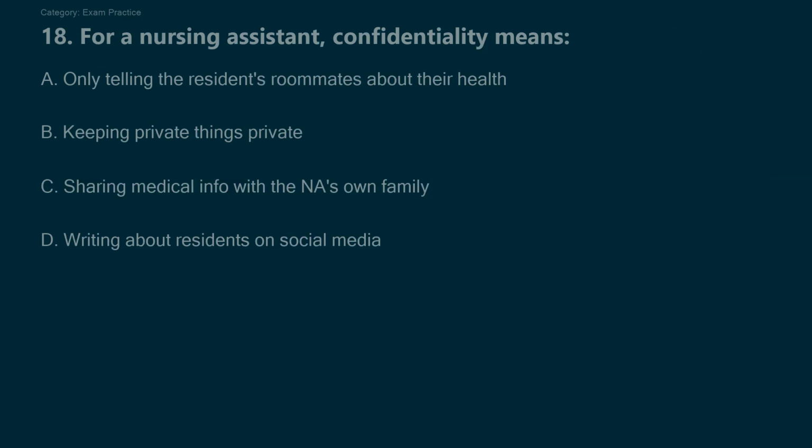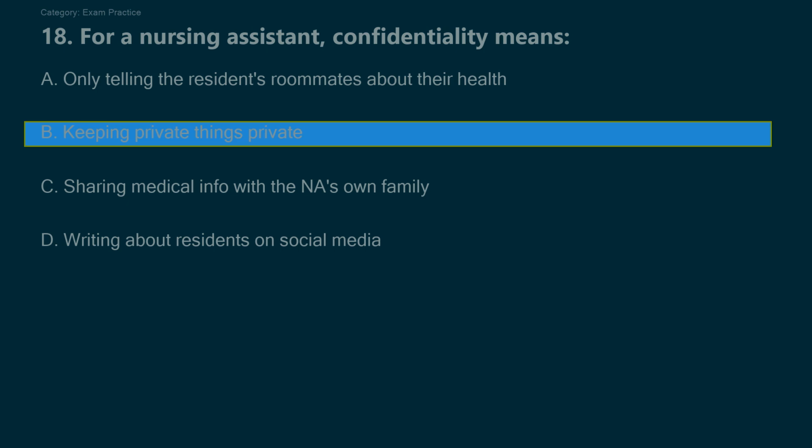Question 18. For a nursing assistant, confidentiality means option A, only telling the resident's roommates about their health. Option B, keeping private things private. Option C, sharing medical info with the NA's own family. Option D, writing about residents on social media. The correct answer is option B, keeping private things private.